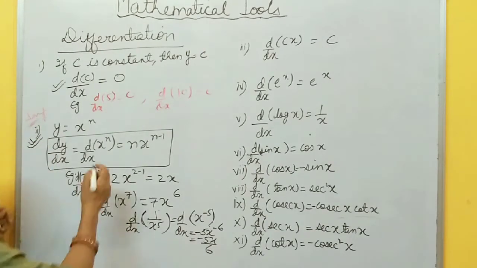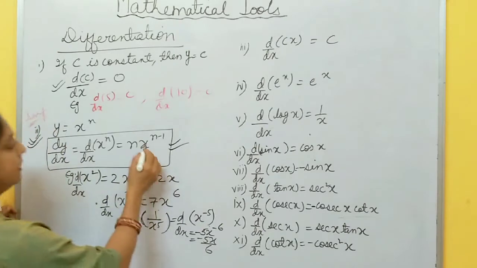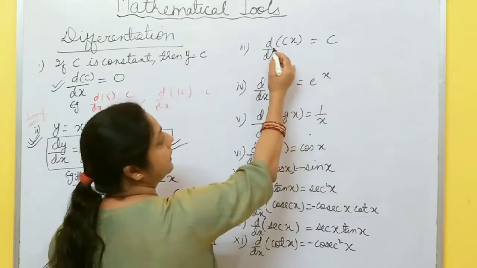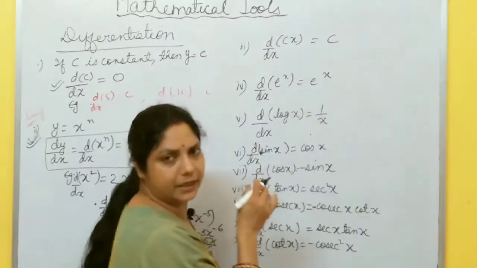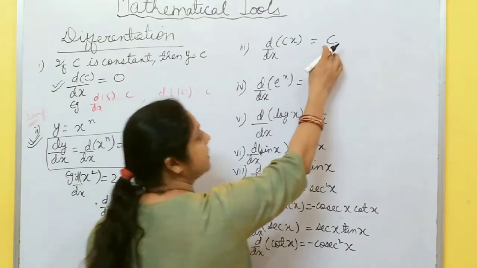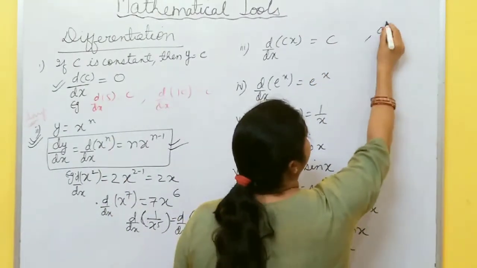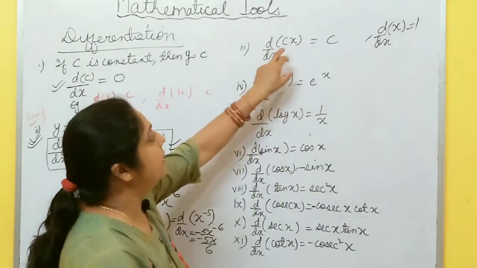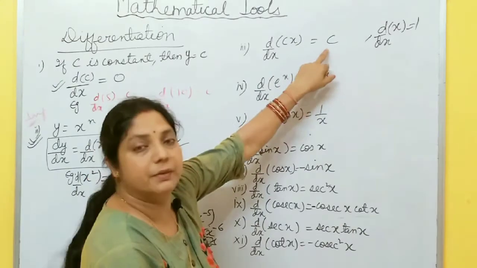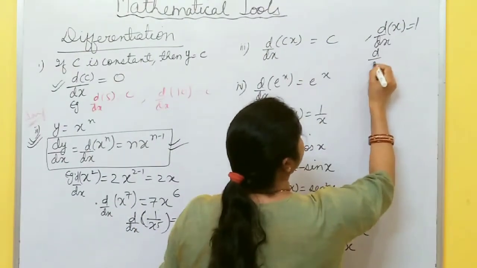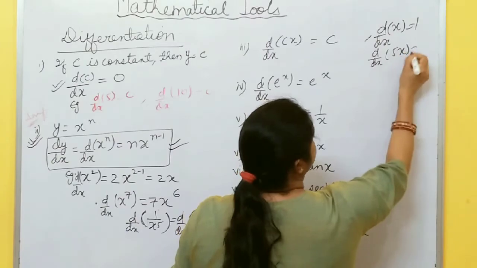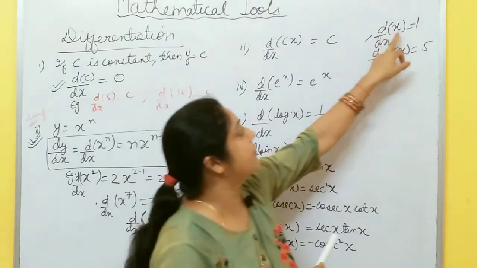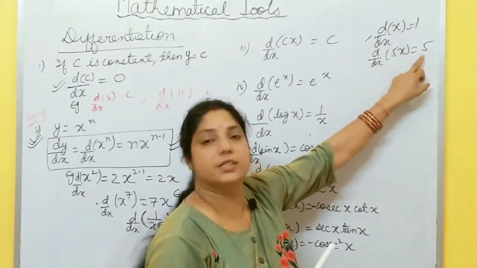Okay. So this formula is important: differentiation of x to the power n equals n x to the power n minus 1. Next is, if the function is differentiation of any constant into x. You always take the constant outside, and differentiation of x is 1. So if any constant is there with x, you just write simply the constant. For example, differentiation of 5x becomes 5. Differentiation of 6x becomes 6.